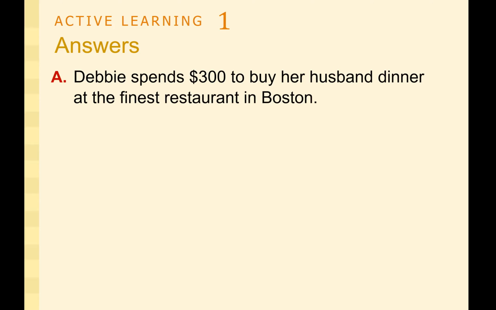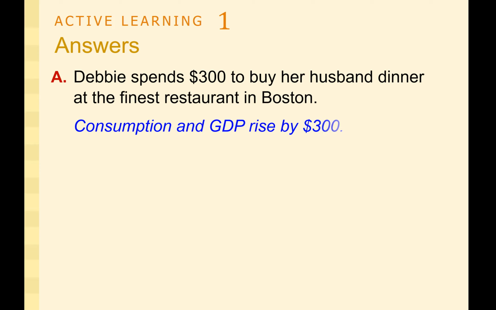So here we go. Debbie spends $300 to buy her husband dinner at the finest restaurant in Boston. And here we can see that that expenditure is going to cause GDP to rise by $300 because the consumption component is increased by $300. And that's purely consumption.